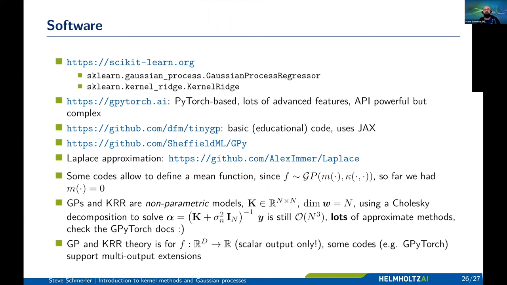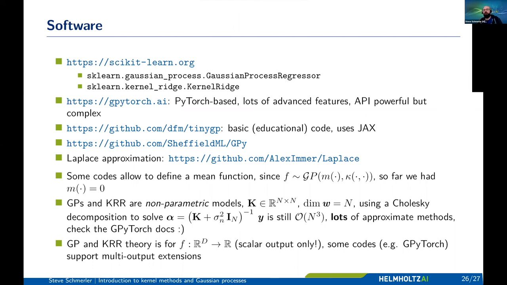There are some other packages like GPy. TinyGP is pretty nice because it uses JAX, and I really like JAX. But it's a pretty small code, so you can play around with it. But for production and using very advanced features, I would recommend GPyTorch.